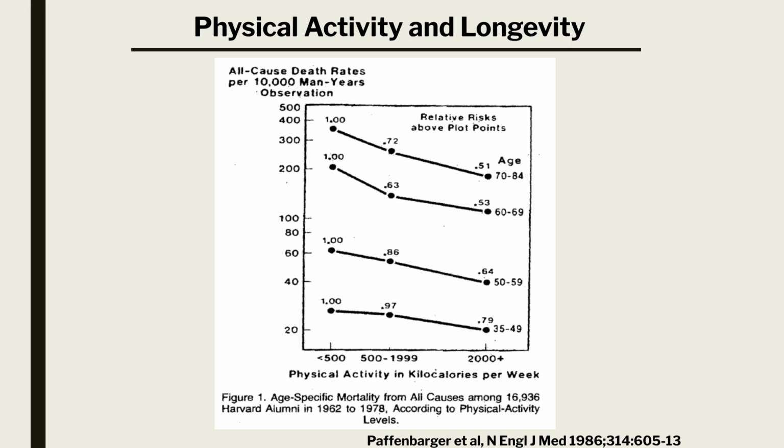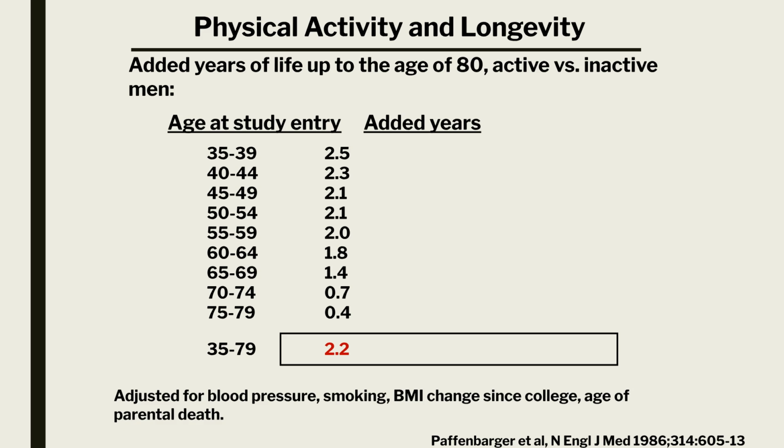Also, younger groups have lower mortality risk overall, which is expected. The authors also estimated how physical activity relates to years of life gained. On average, being physically active was associated with about 2.2 additional years of life. The timing matters. The earlier you become active, the greater the benefit.